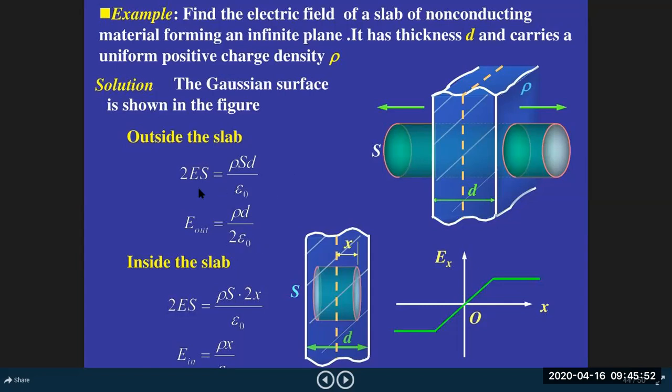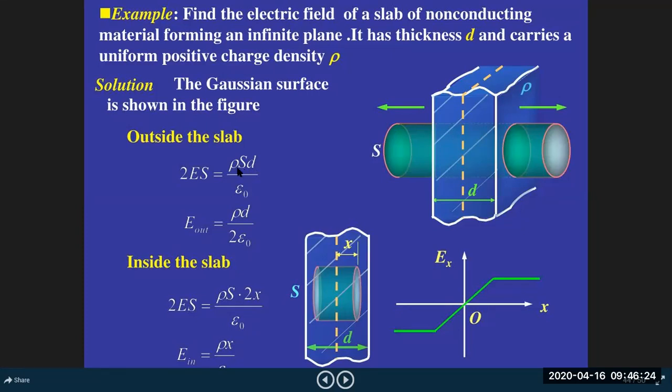Everything will remain the same that we have discussed in the previous class: the total flux through the surface is equal to 2 into ES. Now, volumetric charge density is to be considered because it is a thick sheet. So charge will be distributed throughout the volume of the slab. Therefore, we have to consider volumetric charge density, rho, into surface area into D.